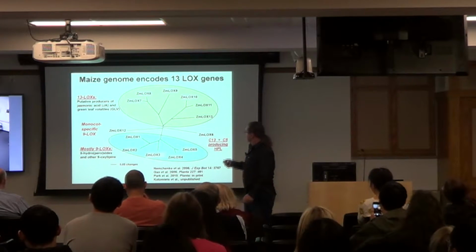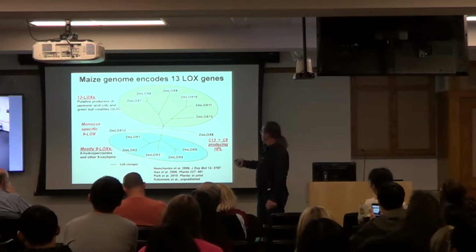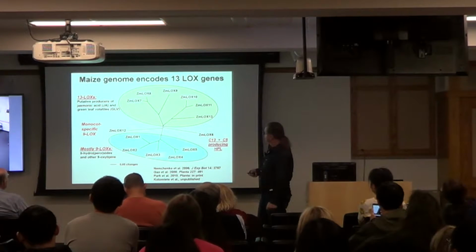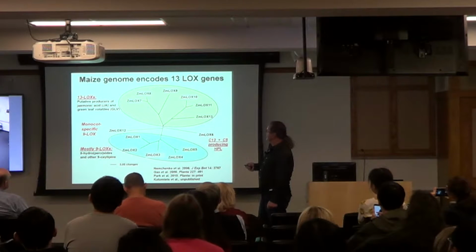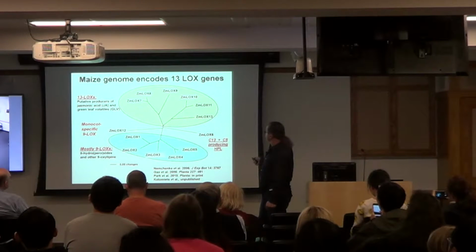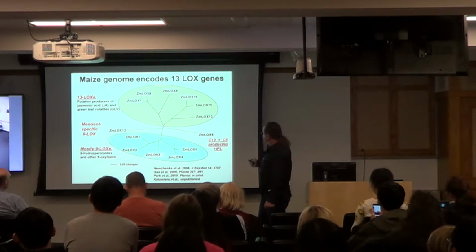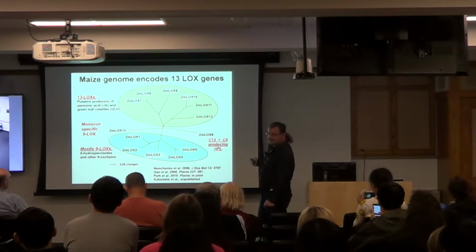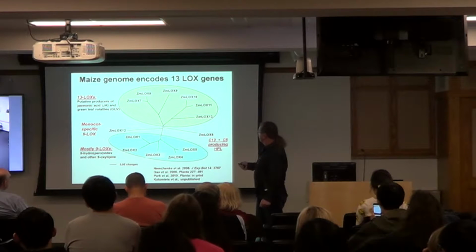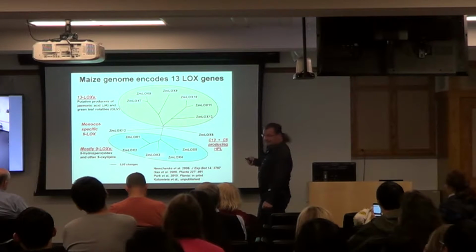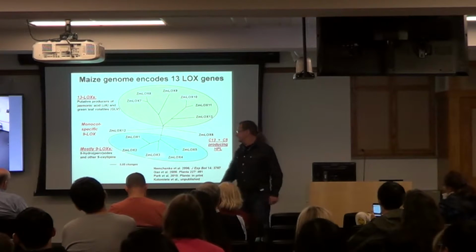Okay, so the maize genome contains 13 lipoxygenases. They can be grouped roughly into two large subgroups. These 13-lipoxygenase genes are required for jasmonic acid biosynthesis or green leafy volatile biosynthesis. I personally believe that these three genes are producing GLVs, but in different organs. I will talk today only about LOX10, and LOX7, 8, and 9 are likely to be involved in JA biosynthesis.